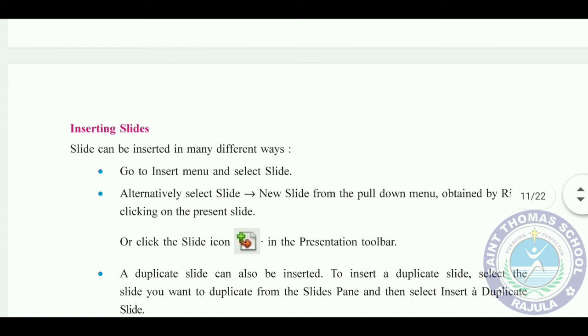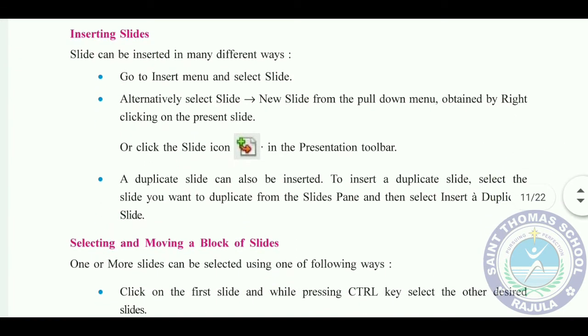Either you can go to the Insert menu and select Slide. So the first way is to go to the Insert menu and select Slide. The second way is to select any slide from the thumbnail area and right-click over there. Suppose you want to insert a new slide at the third place, then you just select the second slide from your thumbnail area, right-click and select the New Slide option from the pop-up menu. Or you can select the New Slide icon from the presentation toolbar.